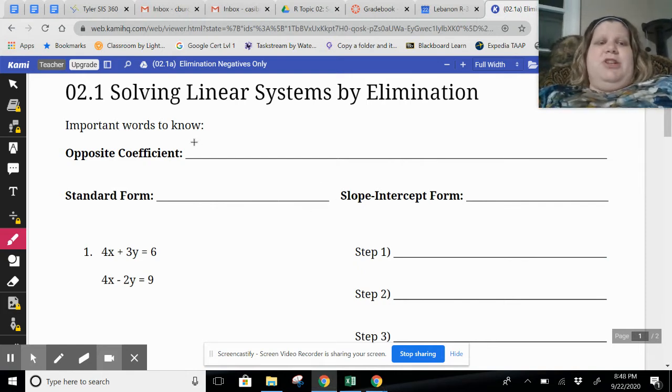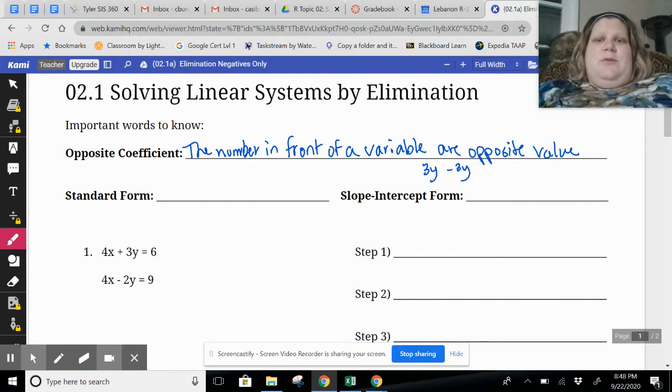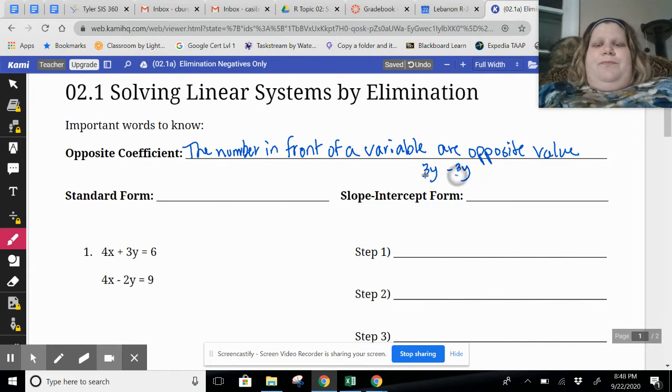So an opposite coefficient would be the numbers in front of x, or in front of any variable, are opposite values. Okay, so that's going to be like 3y and negative 3y. Those would be opposite coefficients. Well, 3 and negative 3.